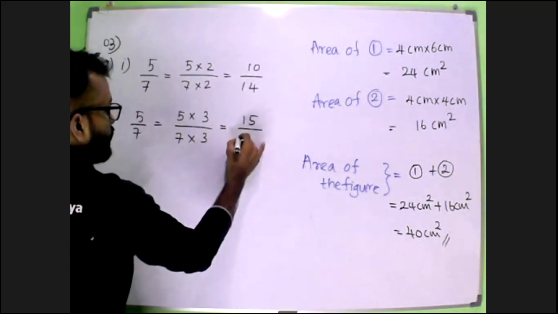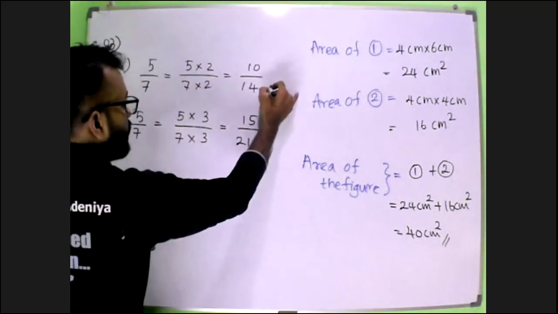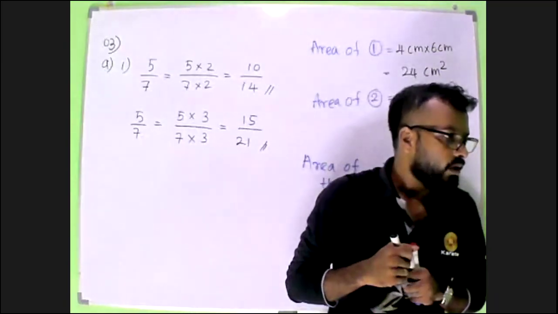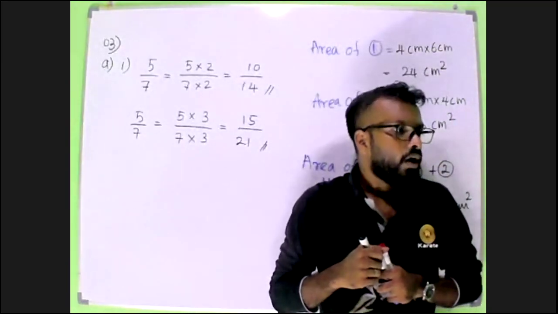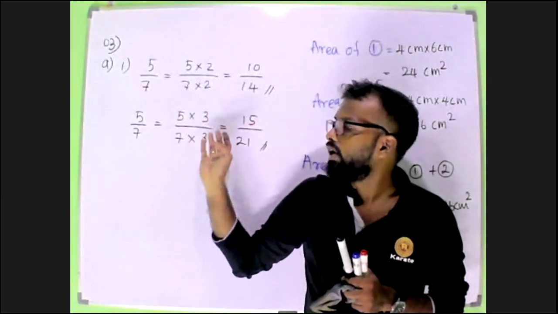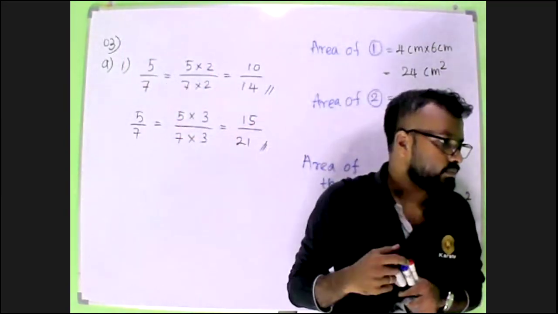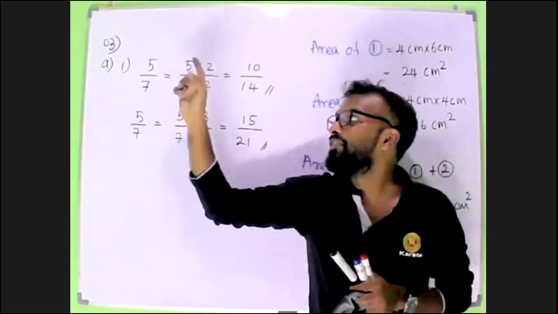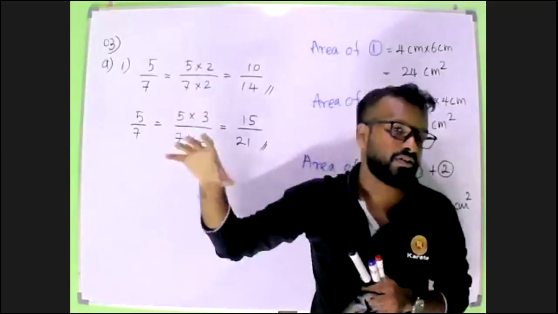15, 21. So these two are equivalent fractions of 5 upon 7. You can write whatever you want. You can multiply by 4, 10, or anything. But you cannot multiply by 1, because you are getting 5 upon 7 again.